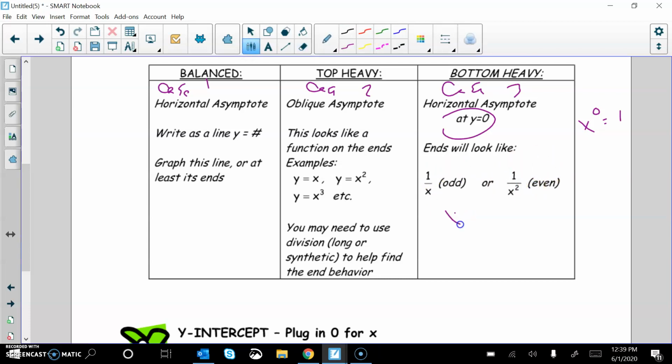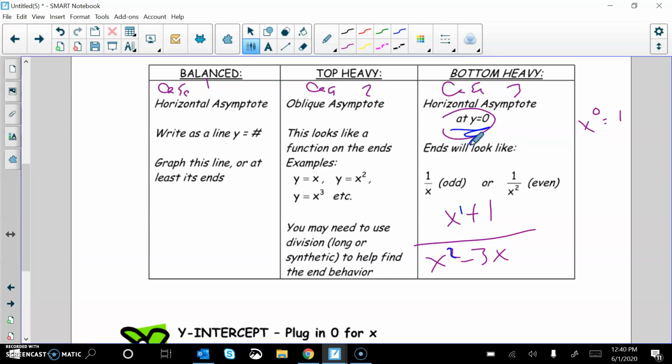Can also be something like x plus 1 over x squared minus 3x. So degree of your numerator in this example is 1, degree of your denominator is 2. So if the degree of your denominator is larger, you have a horizontal asymptote at y equals 0.